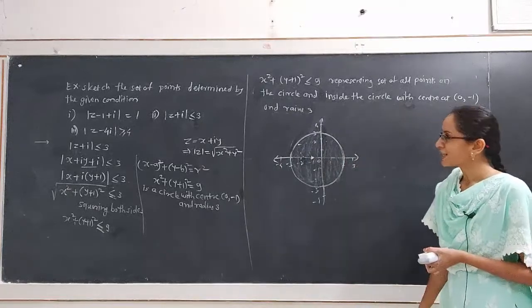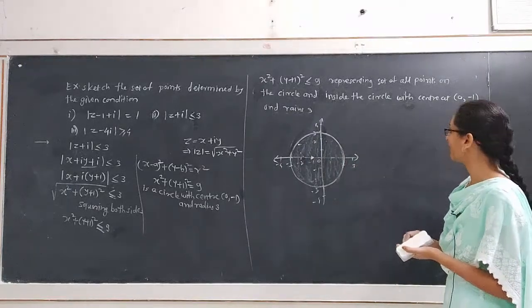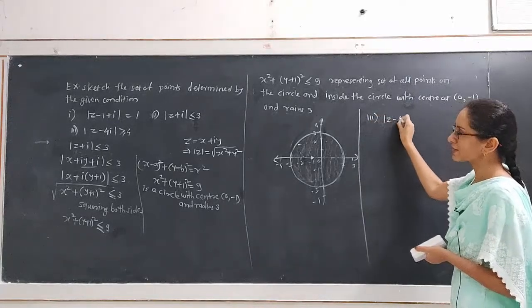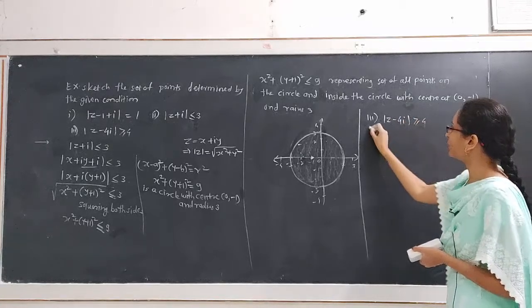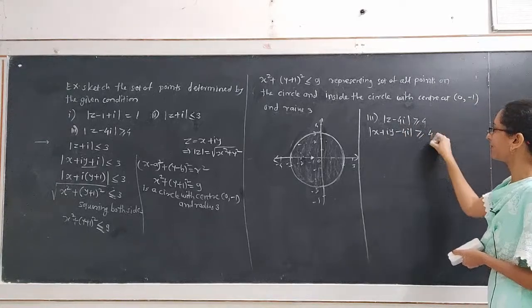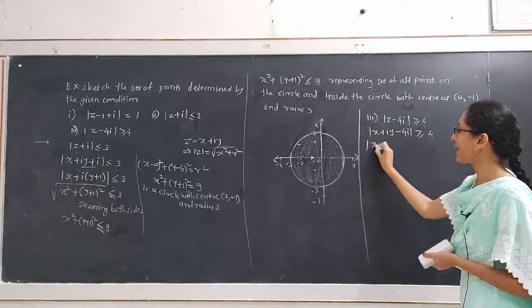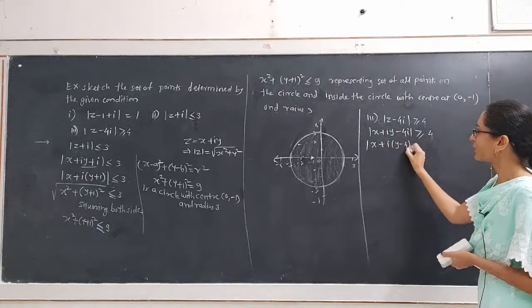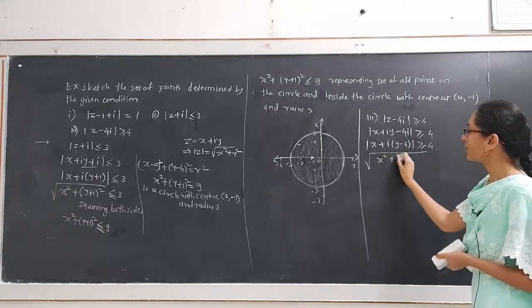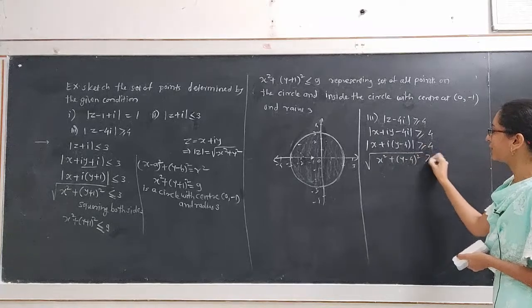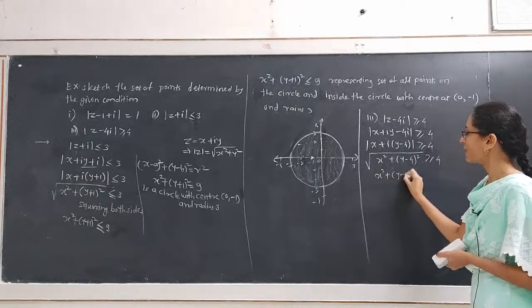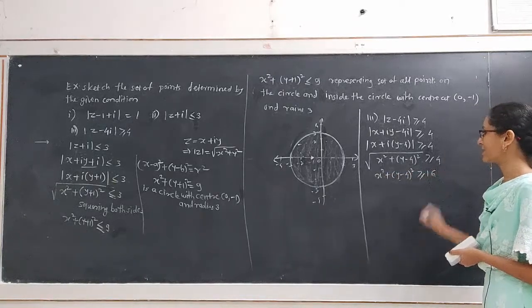For the last example, mod z minus 4i greater than or equal to 4. We know that z is x plus iy, and minus 4i is the same, its modulus greater than or equal to 4. Separating real and imaginary parts, x plus i into y minus 4 is greater than or equal to 4. Its modulus is the square root of x square plus y minus 4 square greater than or equal to 4. After squaring we get x square plus y minus 4 square greater than or equal to 16.